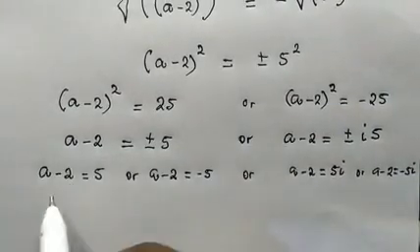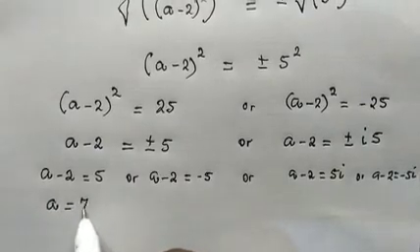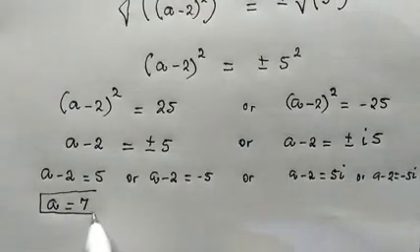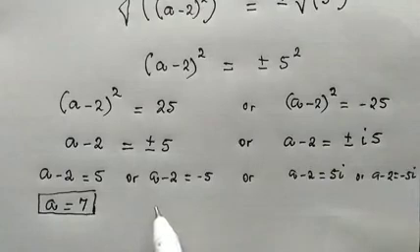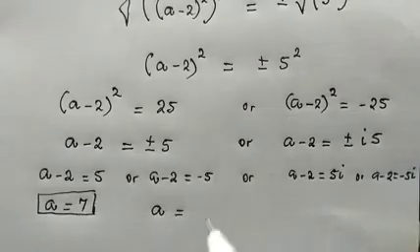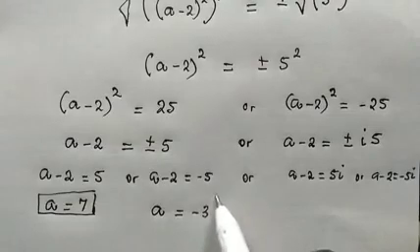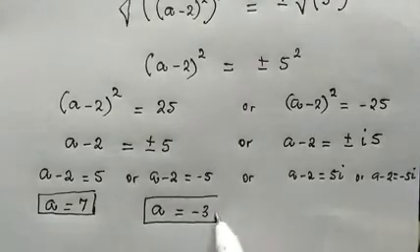So here add 2 to both sides, we get a is equal to 7. That is 5 plus 2. So this is a solution. And from here, add 2 to both sides, we get a is equal to negative 5 plus 2. That will give us negative 3, right? So this is also a solution.